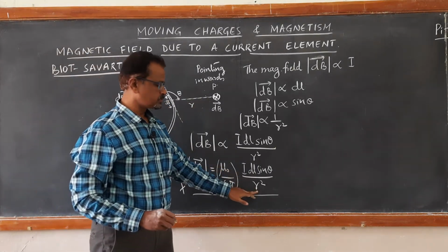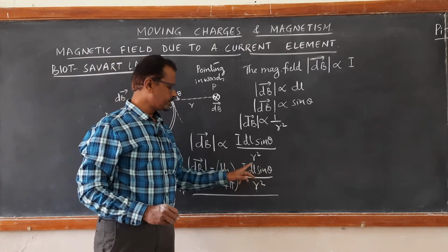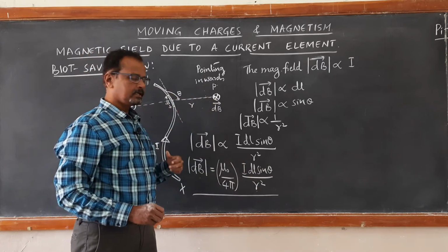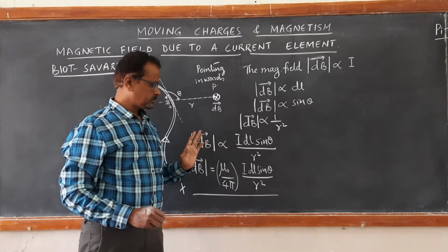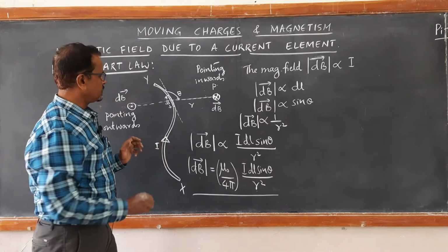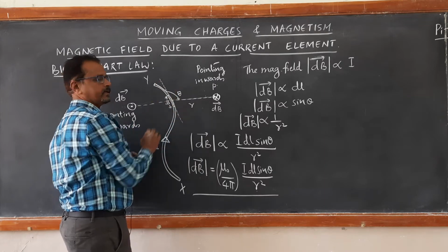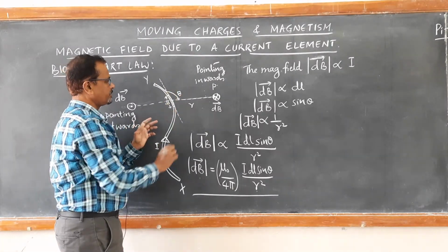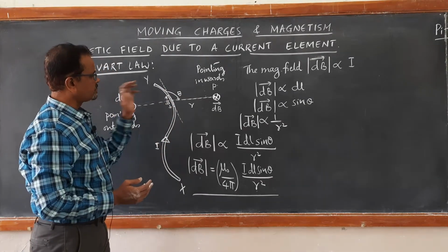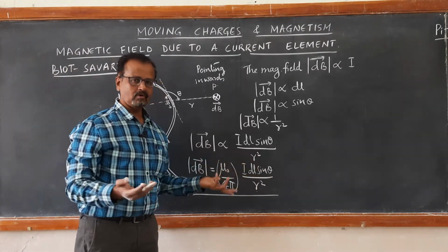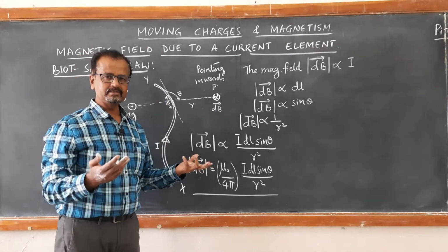So it is inversely proportional to the square of the distance, directly proportional to the strength of the current, and directly proportional to the orientation of this element with respect to the point under consideration, dl sin theta. So if theta is 0, for example, if we want to find the magnetic field along the length of the wire somewhere here, then the magnetic field due to this current element along the length of the wire itself becomes 0. The reason is the angle theta in that case becomes 0. When theta is 0, obviously the magnetic field is 0. Means along the direction of the current element, the magnetic field is 0.